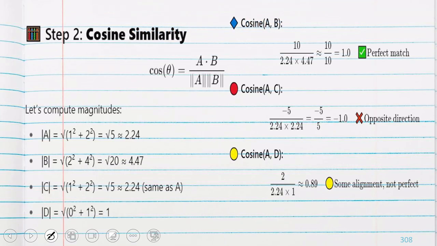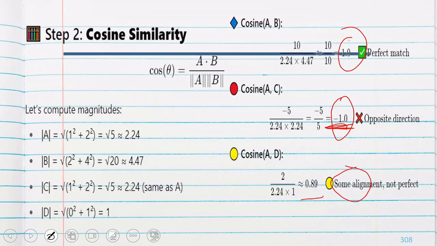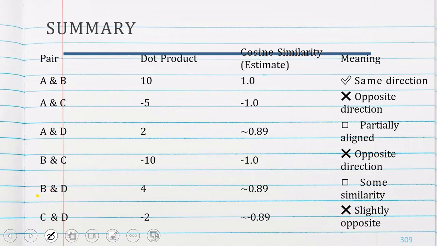Cosine similarity also, you can compare these two values. Here this is 1, so that is a perfect match. This is negative, that means it is in the opposite direction. Negative means it is in the opposite direction, so there is no relationship. It is greater than 0, so some alignment is there, but it is not 1, so it is not perfect. So you can compare these things and you can get the output.